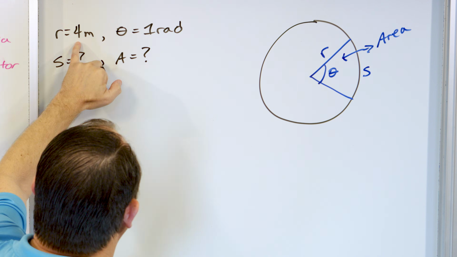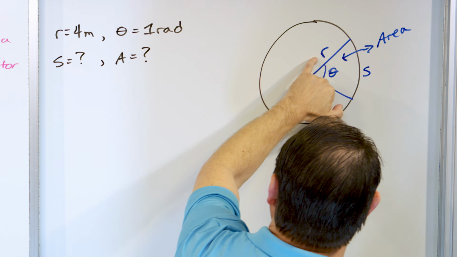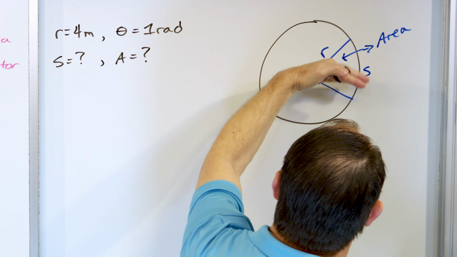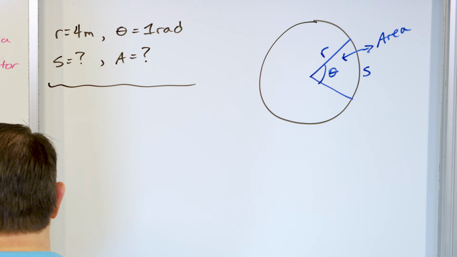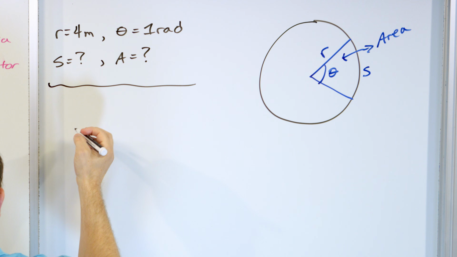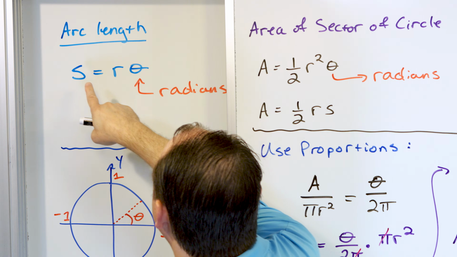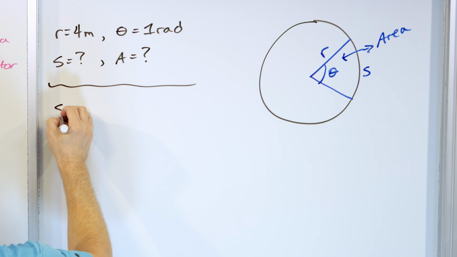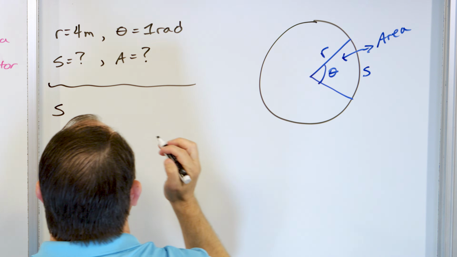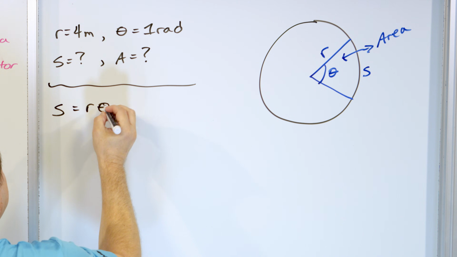So now I'm just giving you numbers. I'm telling you that this is a 4 meter radius circle, and I'm going only 1 radian in terms of the angle there. So how do I find the arc length? Well, I just go back to my arc length formula, which we've already looked at. S is equal to r theta. You just always start there. So the arc length from here up to here is equal to r times theta.